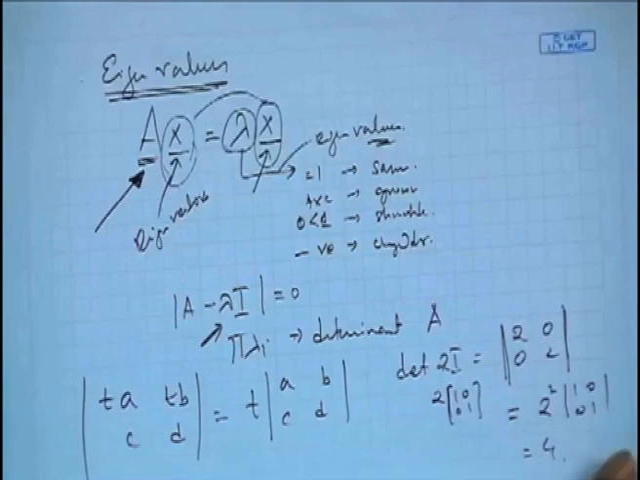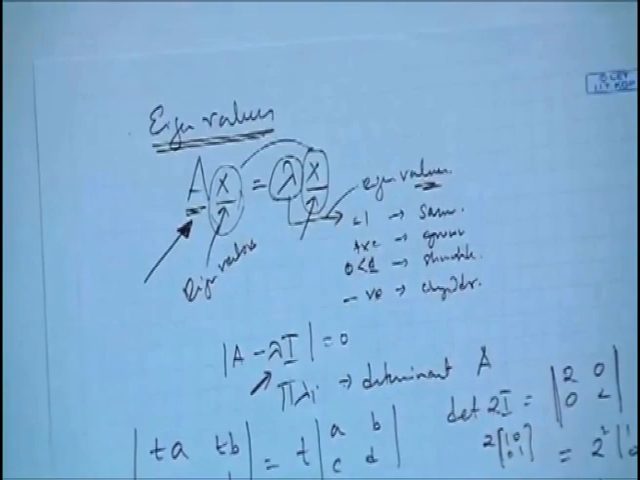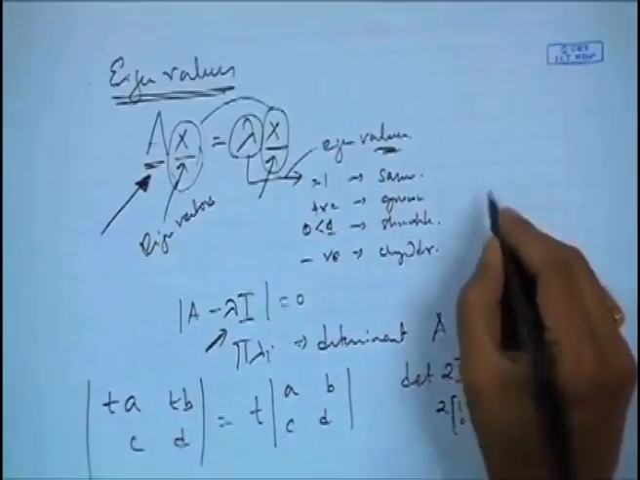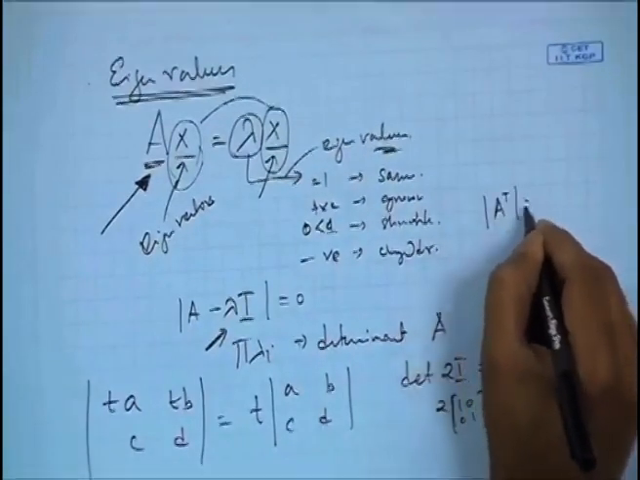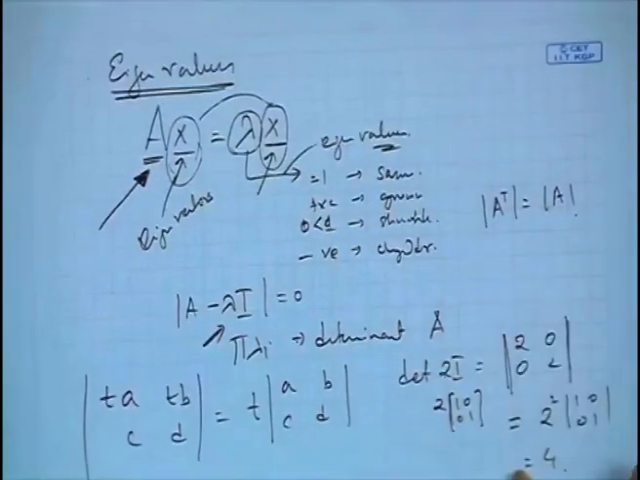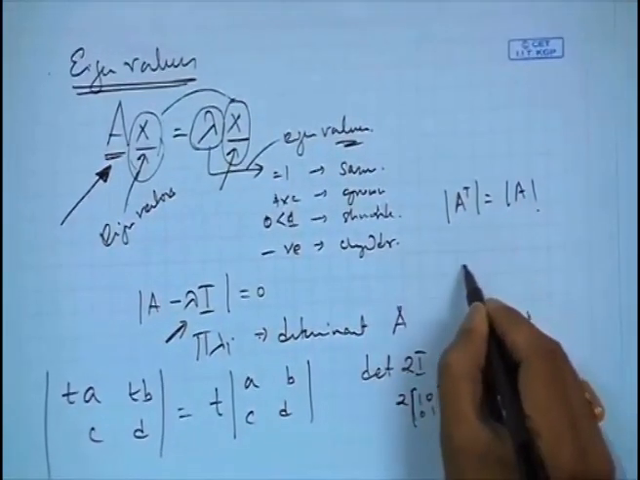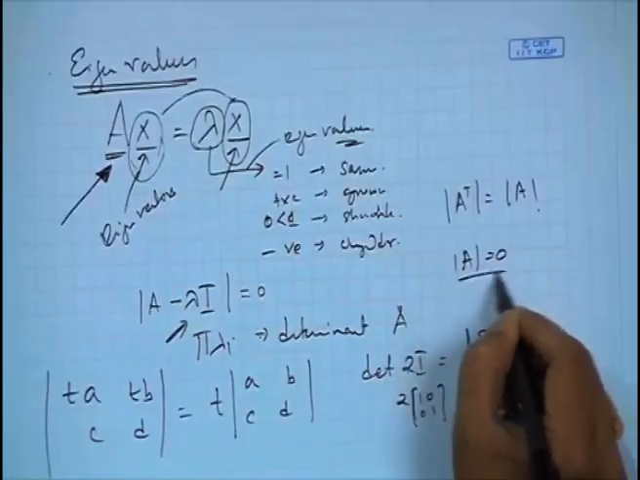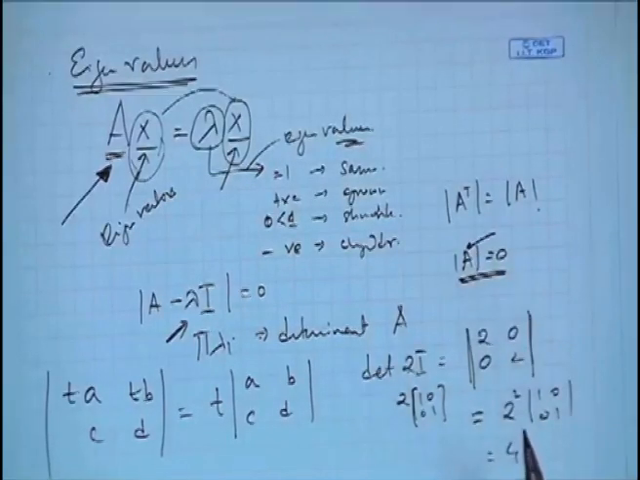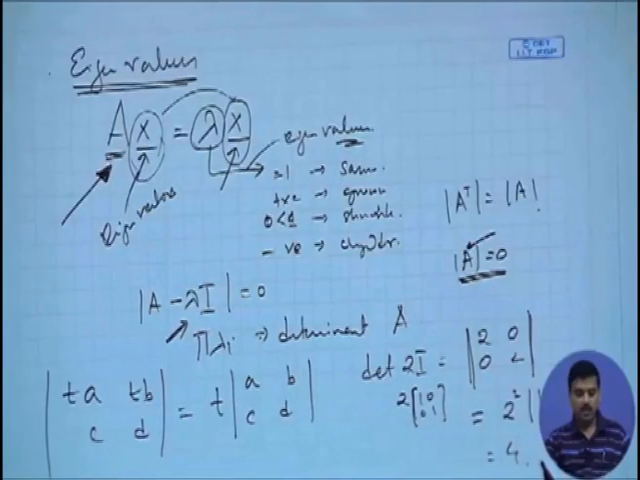So, determinant is also very important. We should try to understand determinants. The last thing about determinants, I would say: the determinant of A transpose is equal to the determinant of A. The determinant of A is 0 if there are dependent rows or dependent columns, and if there are 0 rows, then also the determinant is 0. So, these are some of the important cases that we have.